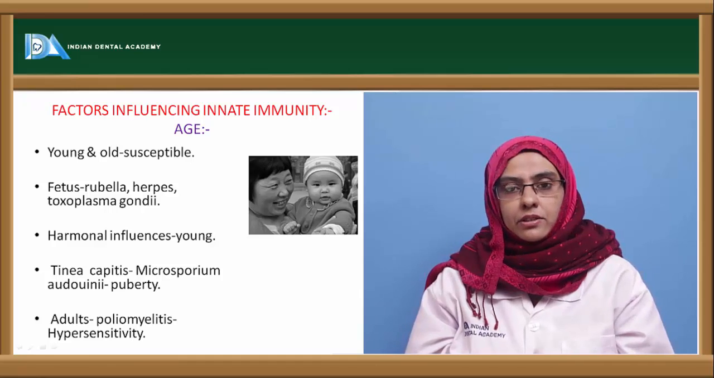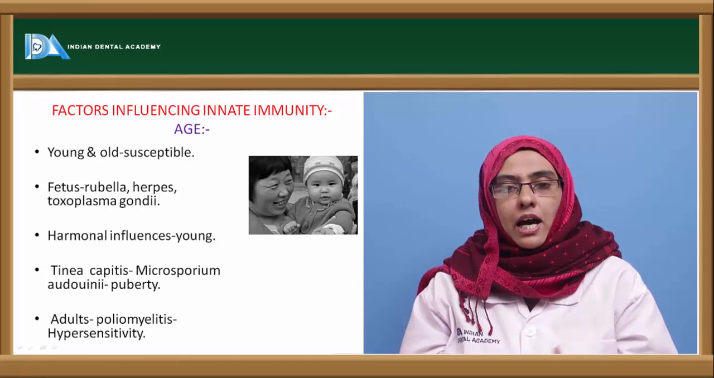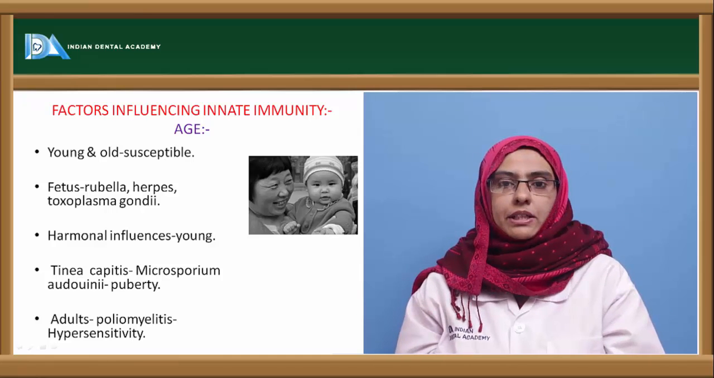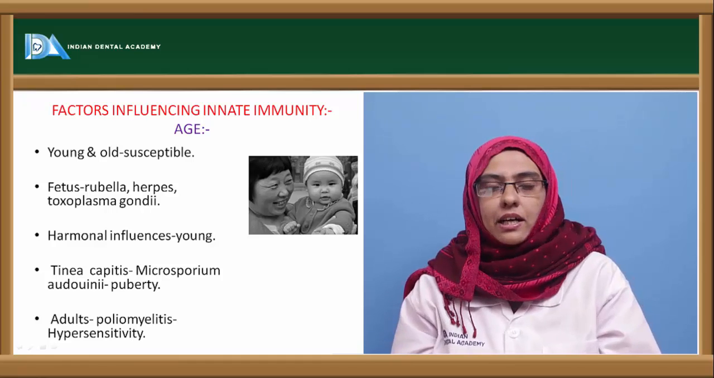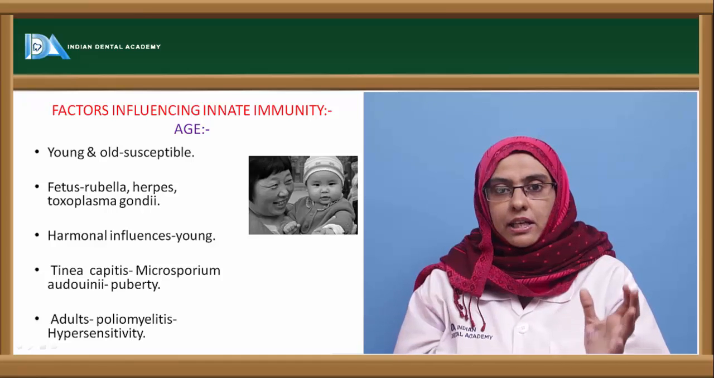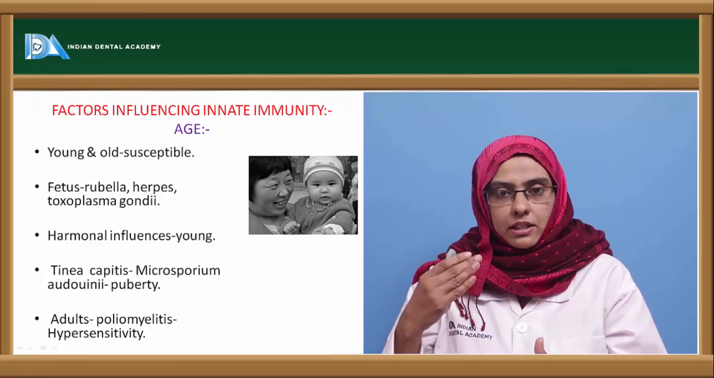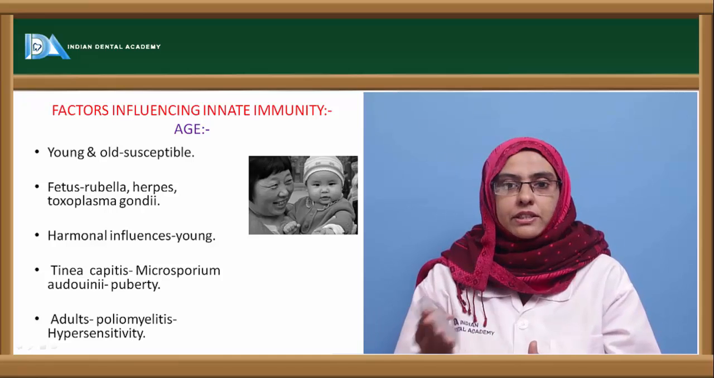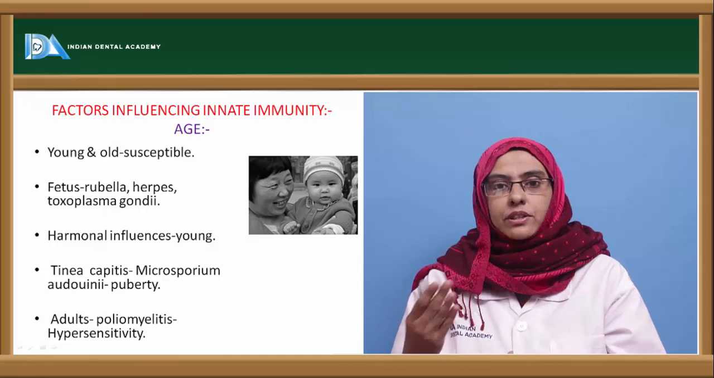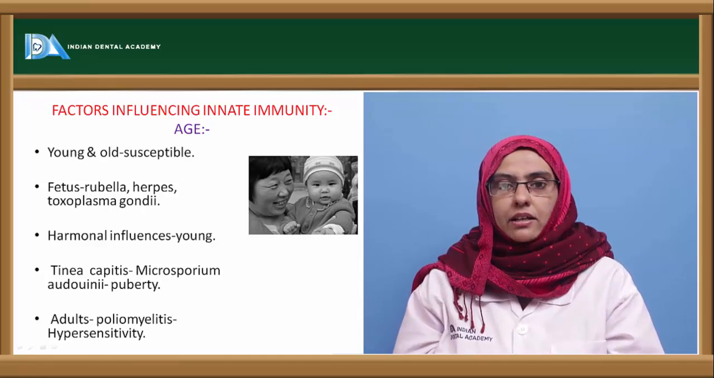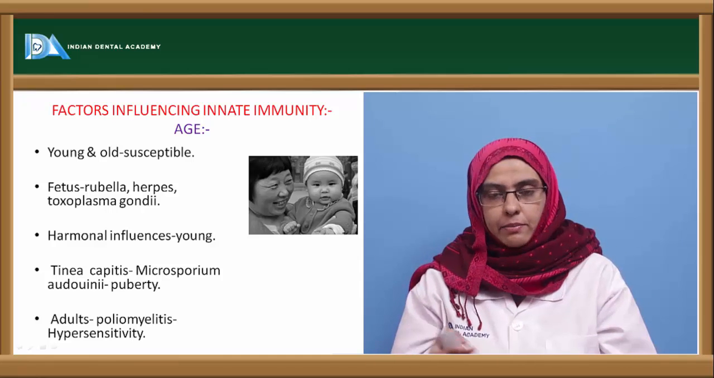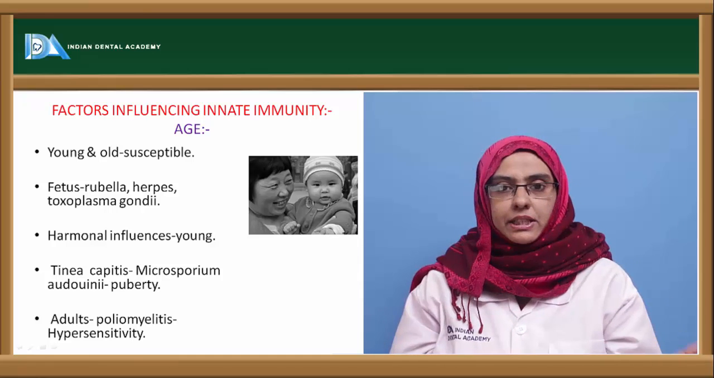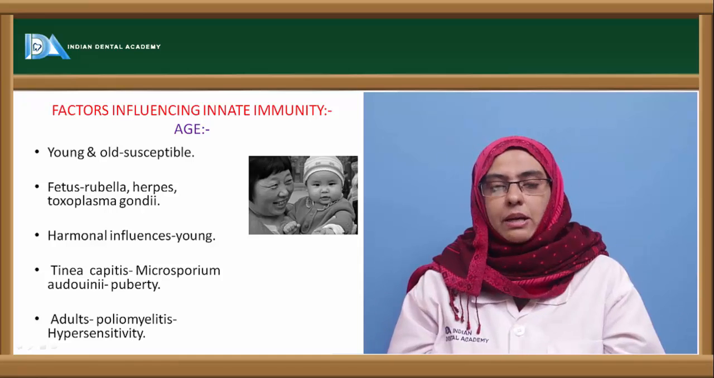Now next, coming to the young, it is usually hormonal influences that can lead to either susceptibility or resistance towards a particular infection. The young are mostly susceptible because the immune apparatus is still developing in young individuals, and the hormonal influences also keep changing, leading to different types of infection in the young generation. Example, tinea capitis caused by Microsporum audouinii occurs during puberty. Once puberty sets in, there is a resistance towards this type of infection.